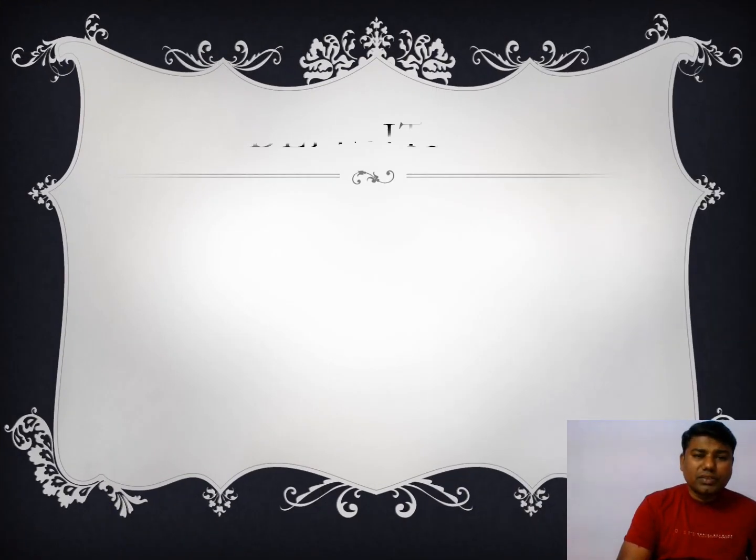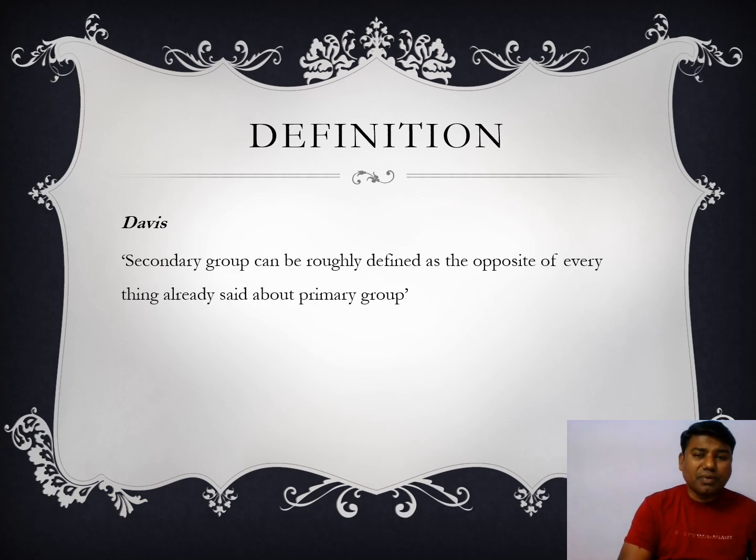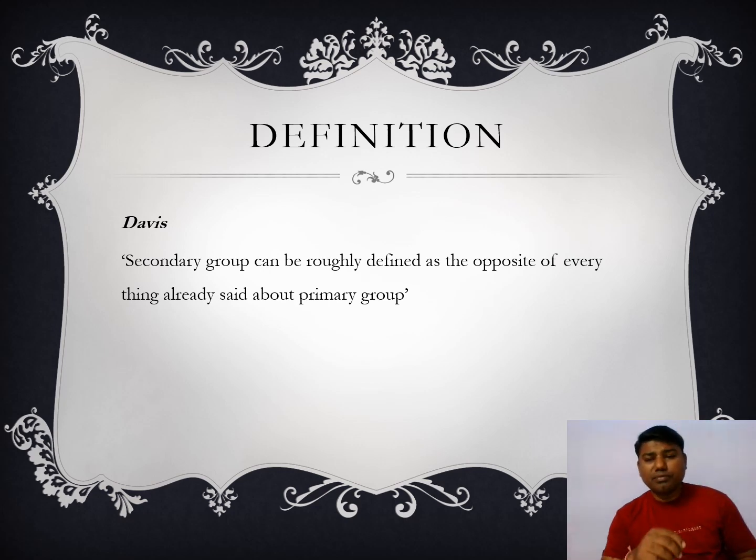Another definition is given by Davis, who says secondary group can be roughly defined as the opposite of everything already said about primary group. So from this we can be very sure that the secondary groups are the groups which are opposite to primary group, and they are larger in size. There is lack of intimacy among the members, and the members seldom meet with one another.